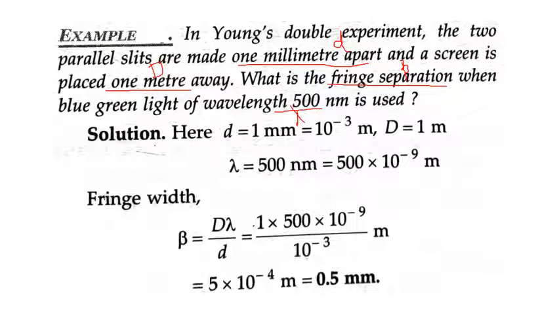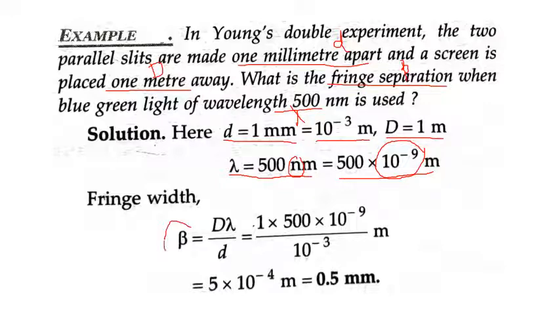Fine. So the small d is how much? 1 millimeter. When you convert millimeter to meter, you multiply it with 10 to the power minus 3. So the distance between the parallel slits equals 10 to the power minus 3. Next, the distance between the source and the slit is 1 meter. Next, they have given you the wavelength, lambda equals 500 nanometer. N means nano. Nano is how much? 10 to the power minus 9. So I can write it as 500 times 10 to the power minus 9 meter.